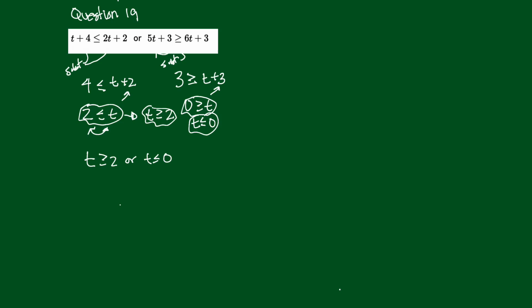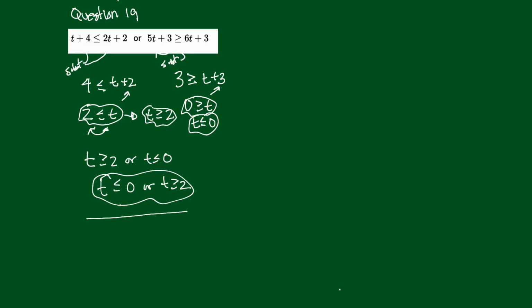This is awkward because now the larger number is to the left of the smaller number. So I'm going to switch it around and write this: t is less than or equal to 0 or t is greater than or equal to 2. So if somebody asks, what t's make this true? I can just easily say, well, t's that are less than 0 or t's that are greater than 2. Now that is the inequality form.